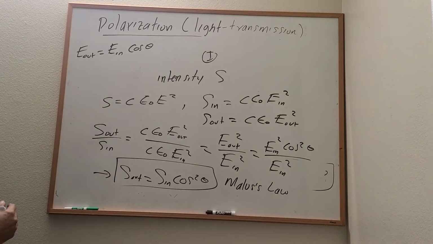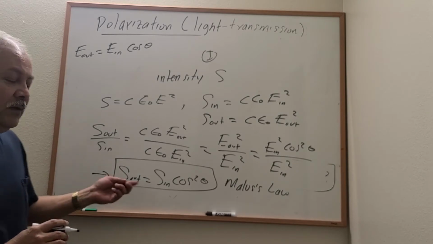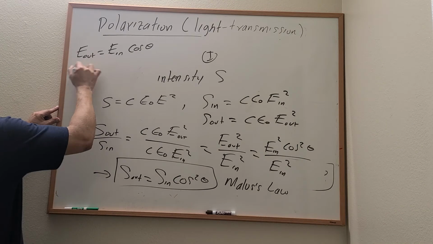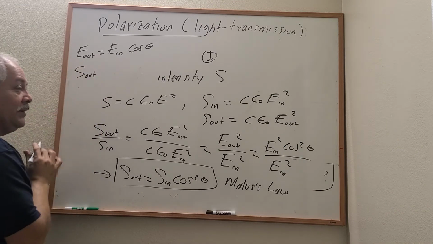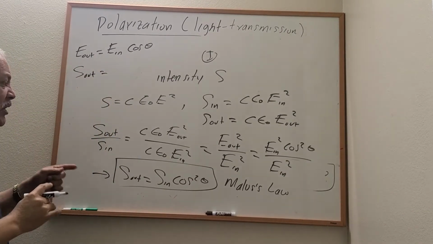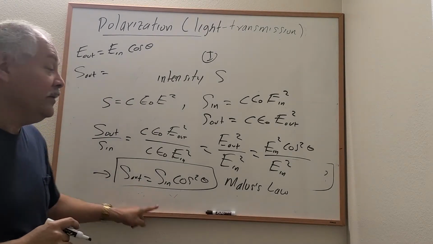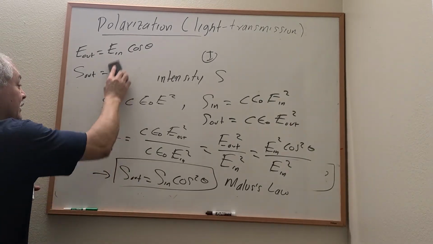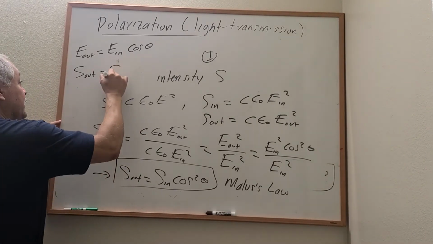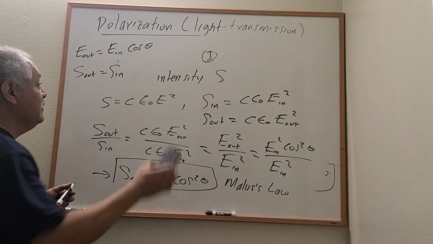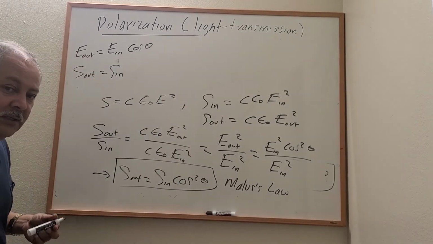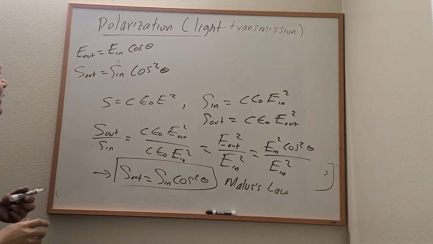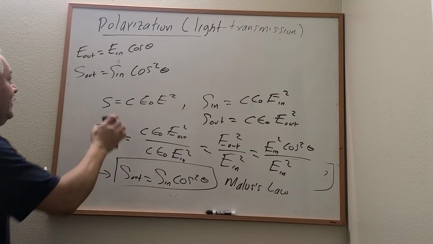Correct. So this is the law that is involved in polarization. Okay, great. So we have the intensity of polarized light, which is what we get when we use the analyzer. It equals the intensity at the beginning times cosine squared theta. Perfect. Great.